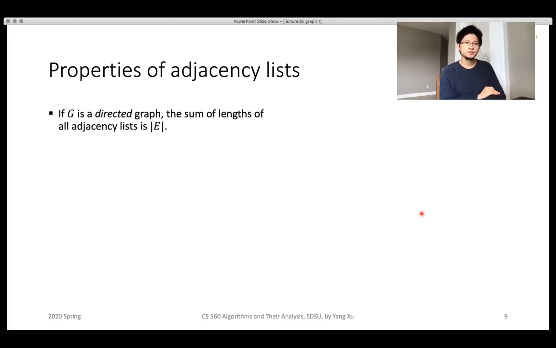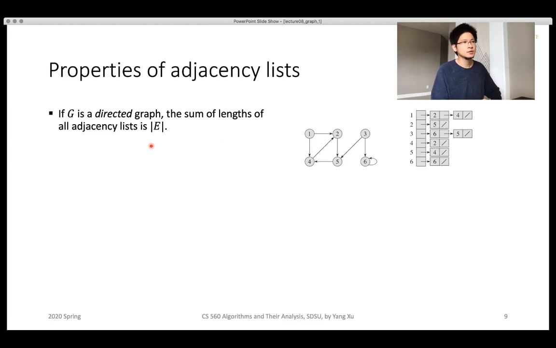We can use the size of the adjacency lists to relate it to the total number of edges within the graph. If the graph is directed, then the sum of the lengths of all the adjacency lists is the size of capital E, which is the total number of edges.